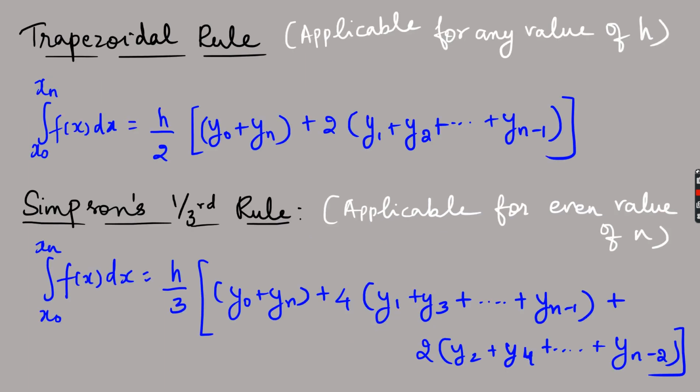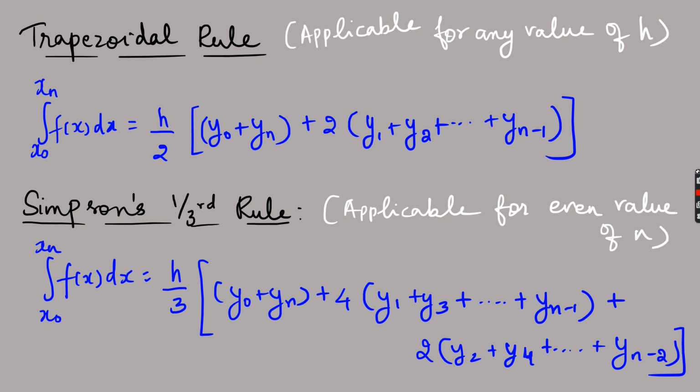Next is the trapezoidal rule, which is applicable for any value of n. So n can take any value. And this is the formula to find the integral value, where y0 and yn are the function values. I'll show you an example of how to see that, but just remember this formula first.